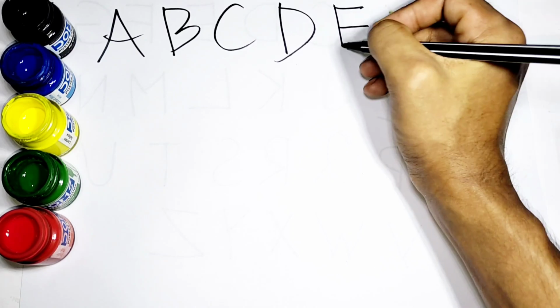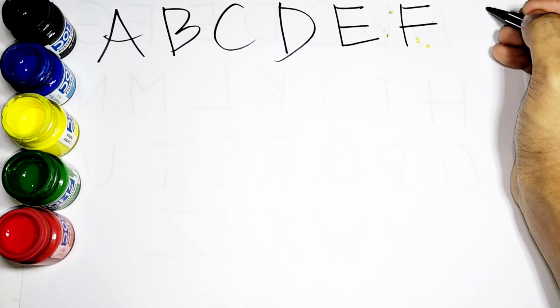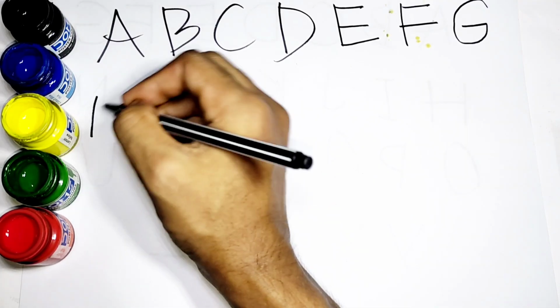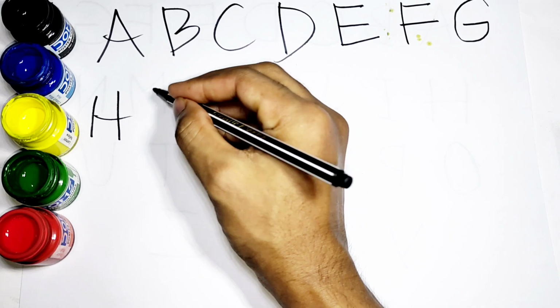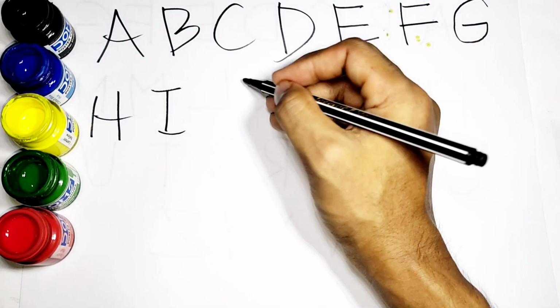Kids, now we draw E. And the next one is F. Now we draw the alphabet of G. G for God. The next one is H. H for hand. Now we draw I. I for ice, I for ice cream.